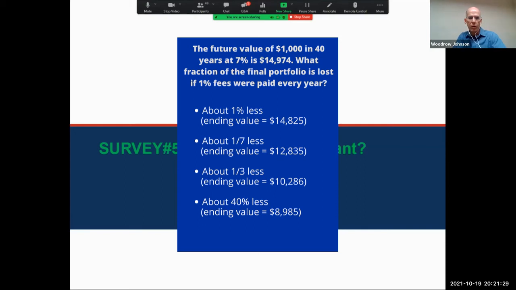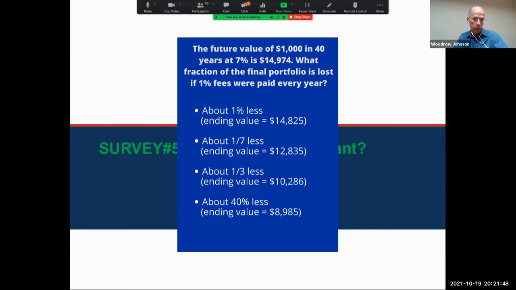Okay, I'm going to end the poll now a little bit prematurely. Sorry for cutting you off if you weren't quite finished. But here are the results. So the first one makes sense because if I pay 1% fees, I have 1% less money, right? That's option A.